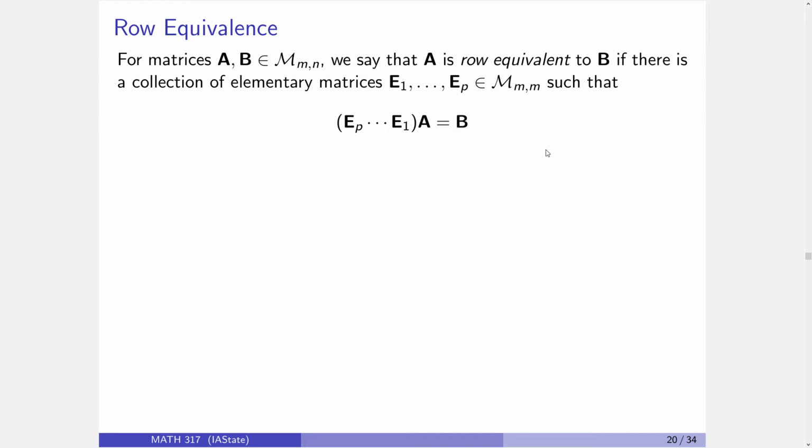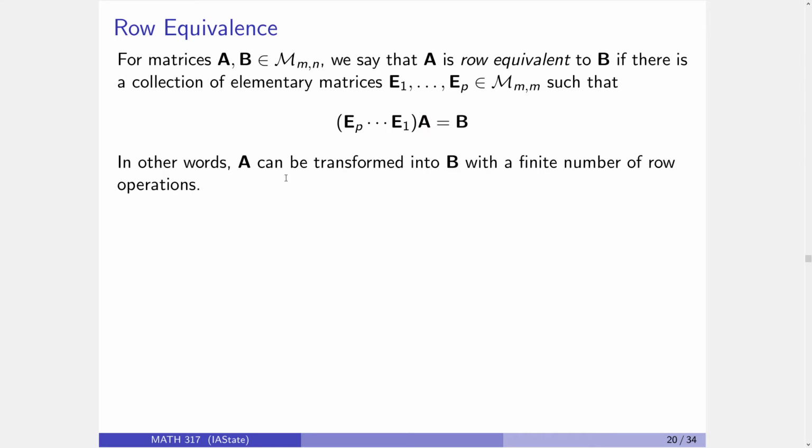And row equivalence is the following. Given matrices A and B, we'll say that A is row equivalent to B if I can multiply by a finite number of elementary matrices on the left to turn A into B. Or in other words, A can be turned into B via a finite number of row operations.